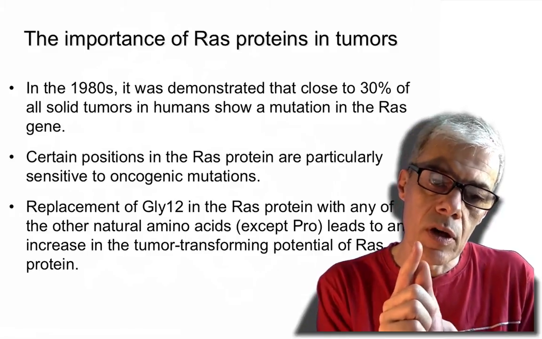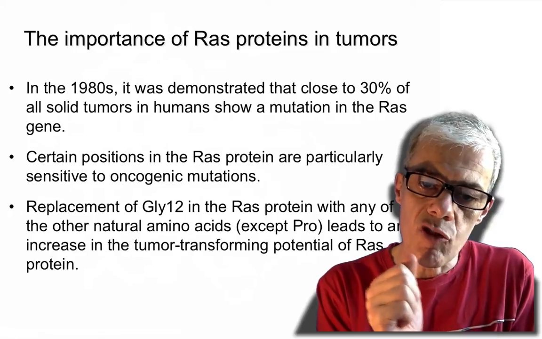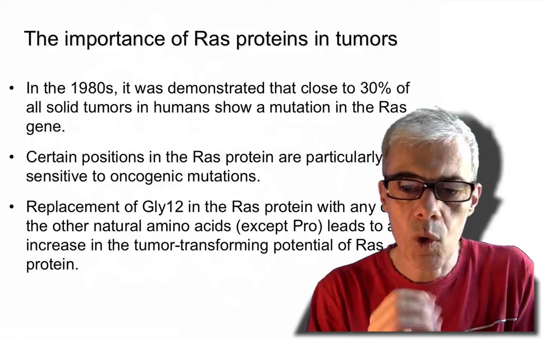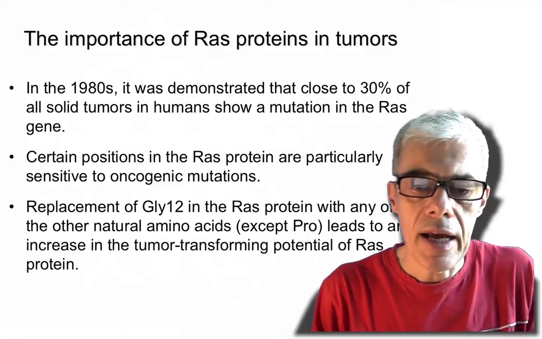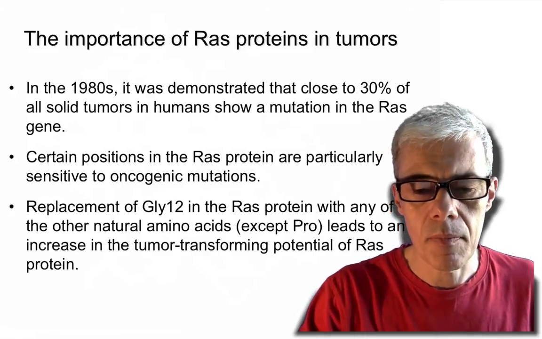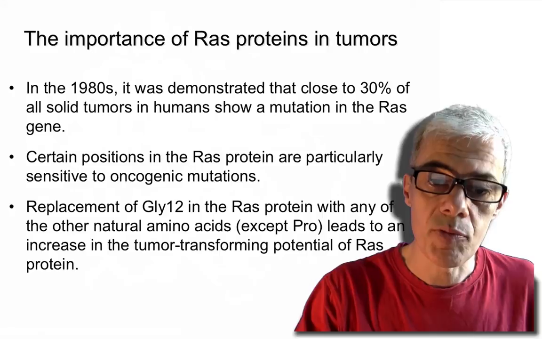Glycine is a really small amino acid residue. If you replace it with any other residue, all of them are bigger than glycine. All of them have got a side chain, and therefore all of them have an effect on the function of the Hras protein.